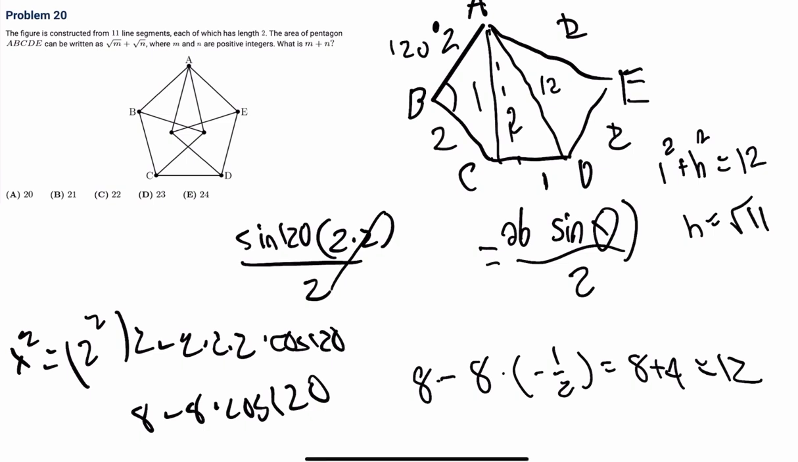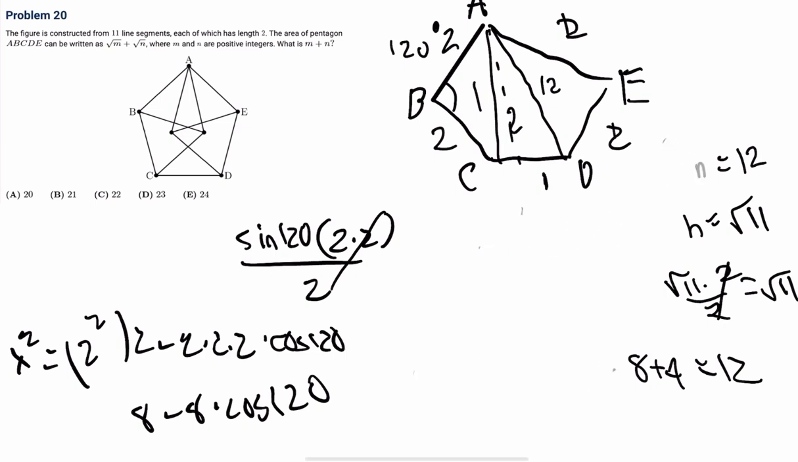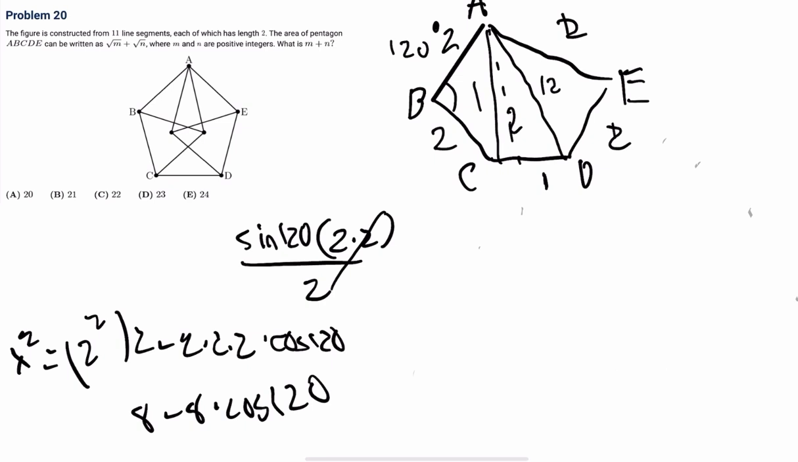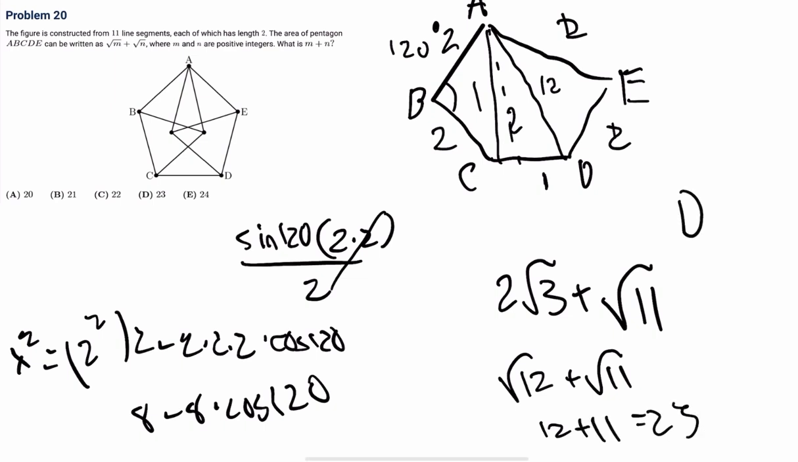Okay, so now we have our areas, right? And square root of 11 times 2 over 2, which will be the area of quadrant 2, would be square root of 11. So we now have our two areas, and we can finish solving the problem. Okay, so we know one of our areas is 2 root 3 plus root 11. 2 root 3 simplifies to root 12 plus square root of 11. Root 12 is m, root 11 will be n, and then we can have 12 plus 11. This equals 23, and that gives us our answer, D.